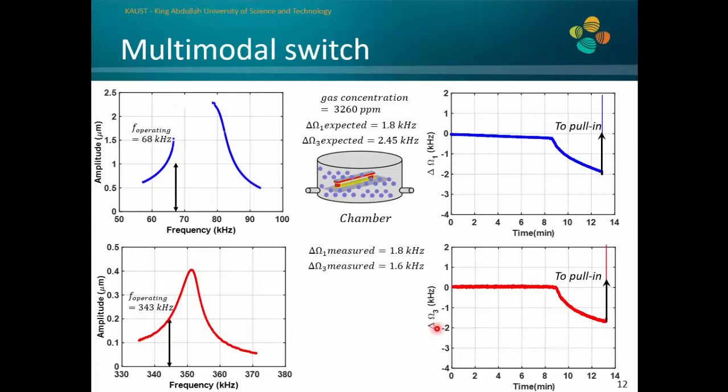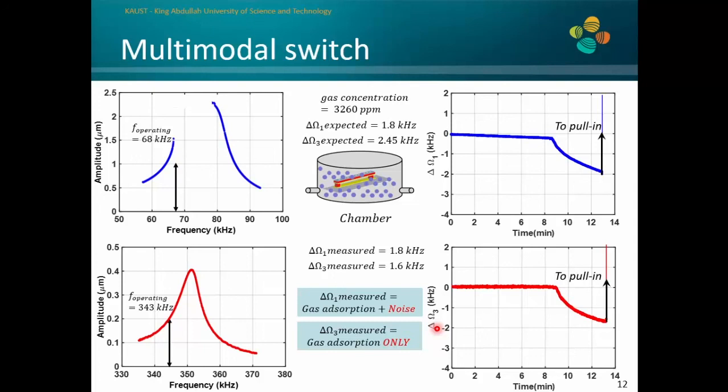But the frequency shift that we measured here near the third mode is 1.6 kilohertz, which is way less than the expected one from the calibration. And this can be attributed to the fact that the shift in the first mode frequency is due to the gas absorption plus the noise effect, which gets amplified in the vicinity of the bifurcation point or the pollen band, while the third mode frequency shift is due to the gas absorption only. And hence, this value, which is 1.6 kilohertz, can be used in the calibration equation to get the accurate concentration value at which the switching happened.